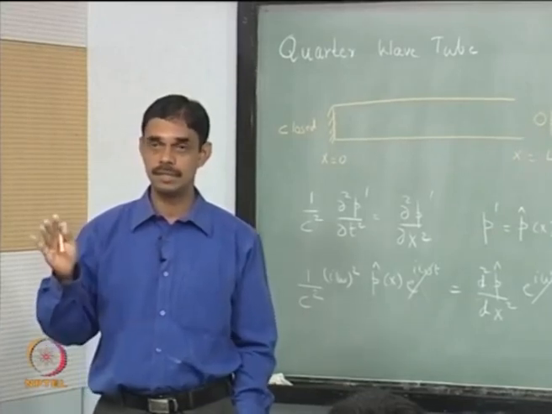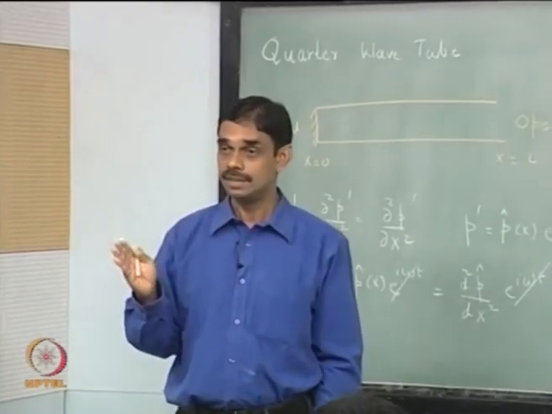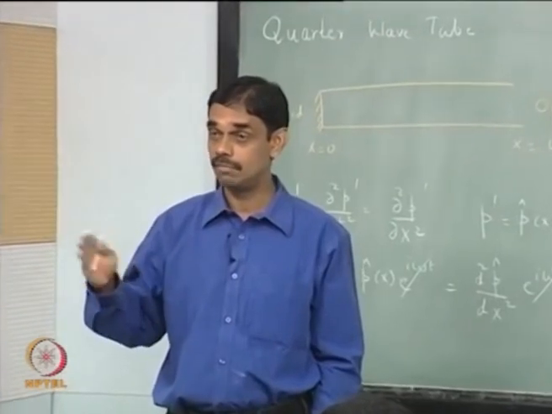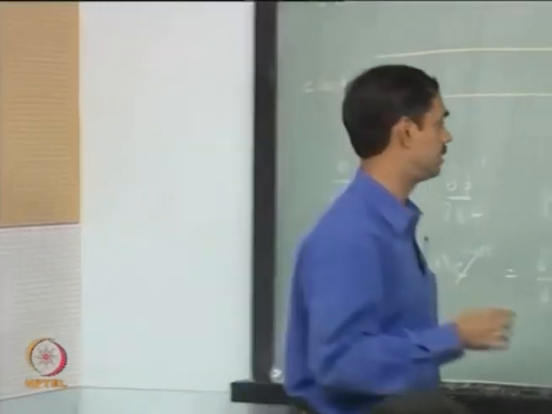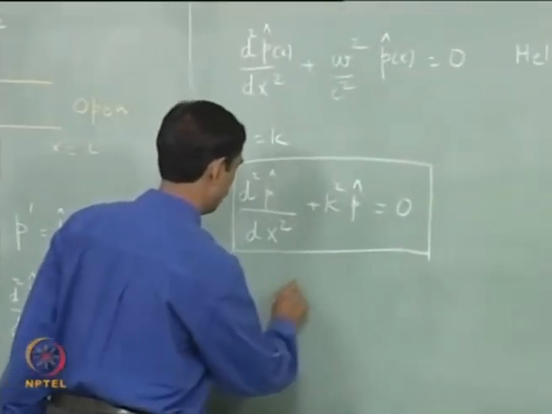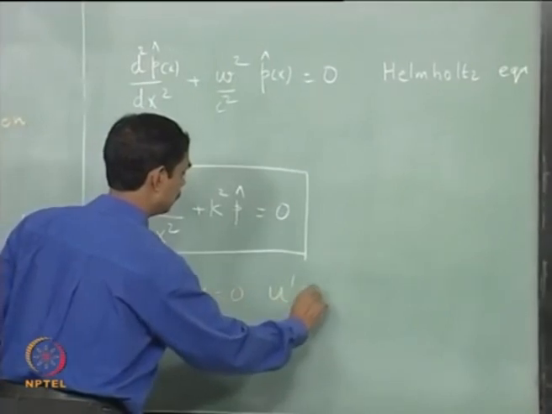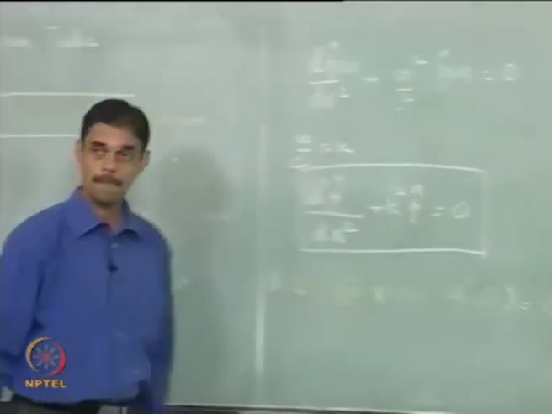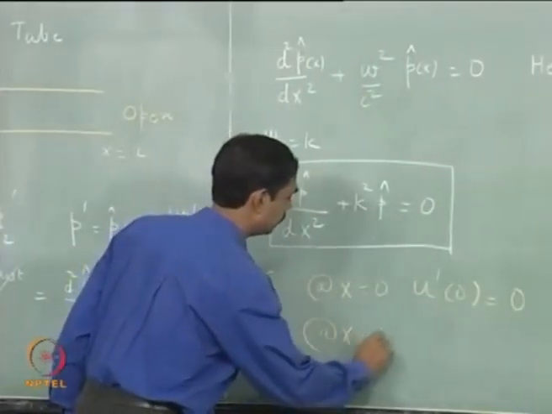When you have a closed end or a rigid end, it means something is rigid, that means it does not move. So we say that the velocity is 0, that is the boundary condition. So let us write this down, at x equal to 0, u prime of 0 equals 0. Now what is the boundary condition at x equal to L?